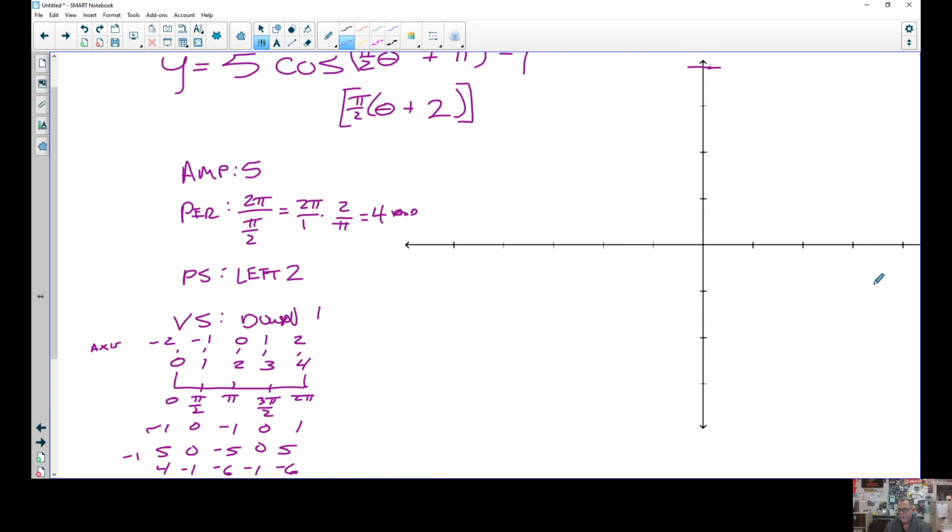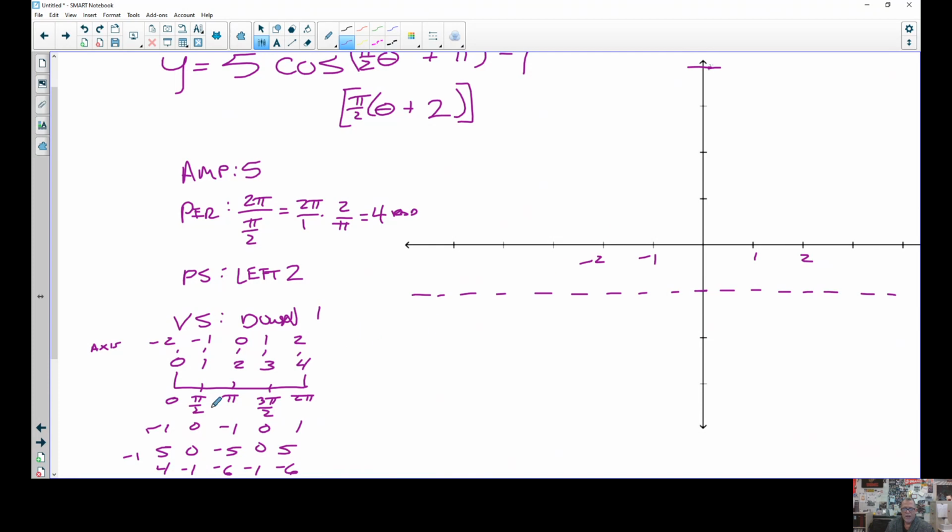So what does this look like? Well, down 1 is easy enough to handle. And I usually start here, just like I told you last time. I start here. Now I know I'm moving left 2. So I'm starting at -2. I was going to go 0 to 4. I'm moving left 2, so I'm going to start at -2 and go to +2. So -2, -1, 0, 1, 2. Maybe extend that. All right, I've got everything I need there.